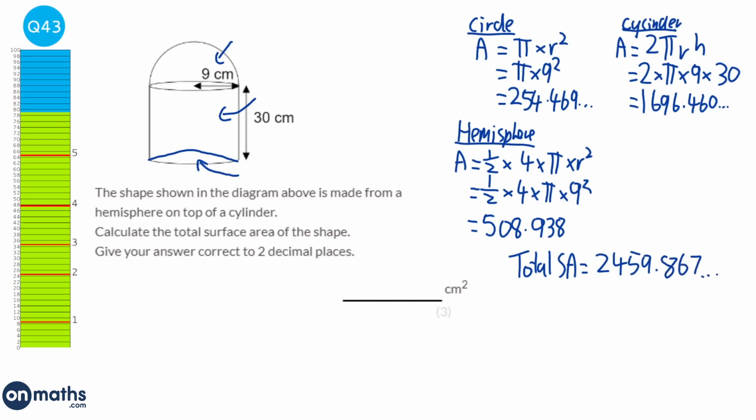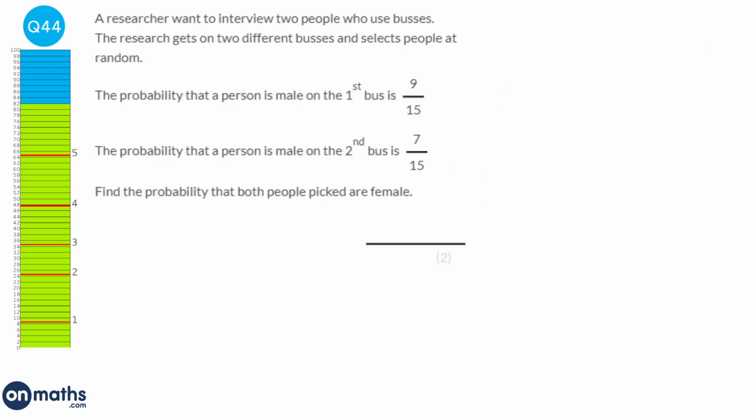2,459.867 blah blah blah. Do make sure you show the examiner that you're adding these three here. I've not done that because it wastes a bit of time for a video, but make sure you write it down. It says it wants it to 2 decimal places, so that will be 2,459.87 centimeters squared.